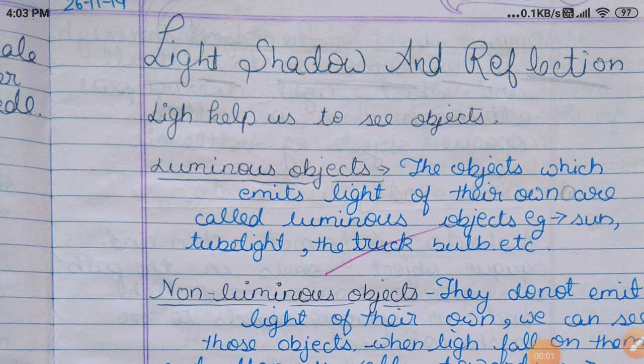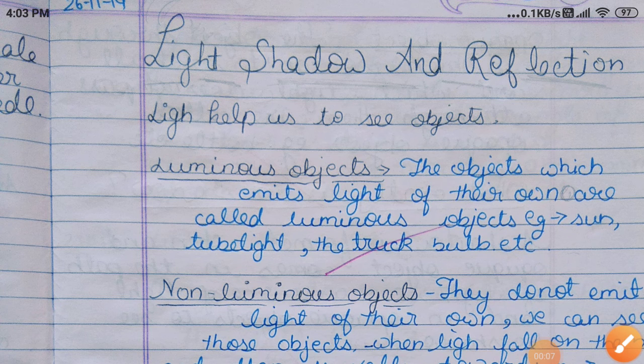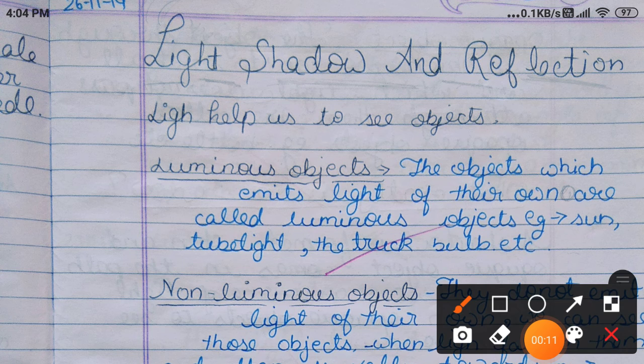Class 6 Science, Chapter 11: Light, Shadows and Reflection. Light helps us to see objects. Luminous objects: the objects which emit light of their own are called luminous objects. Examples: sun, tube light, torch bulb, etc.